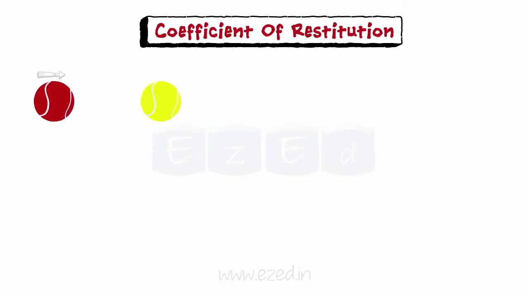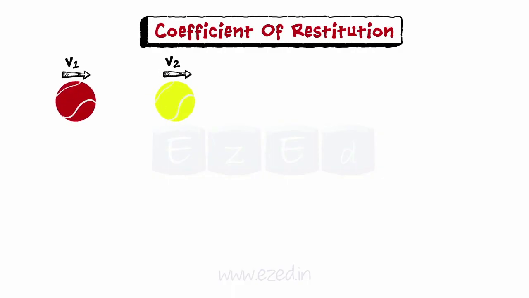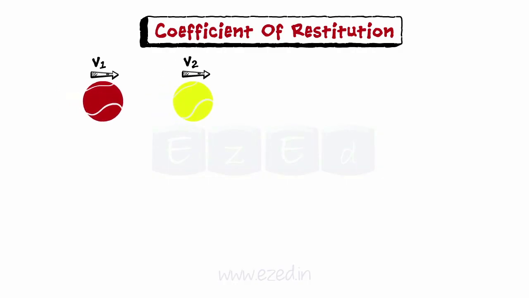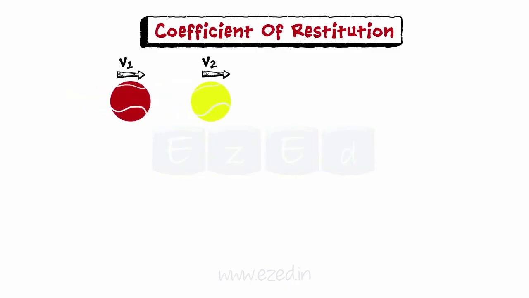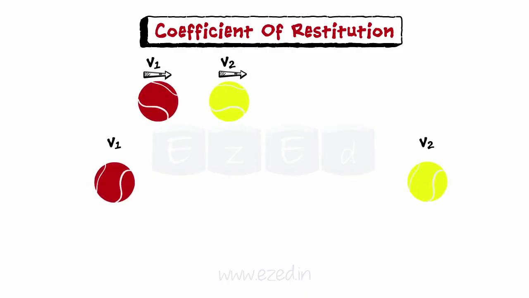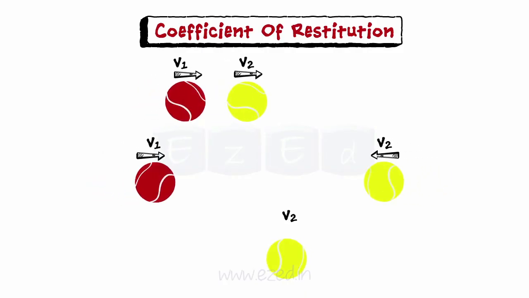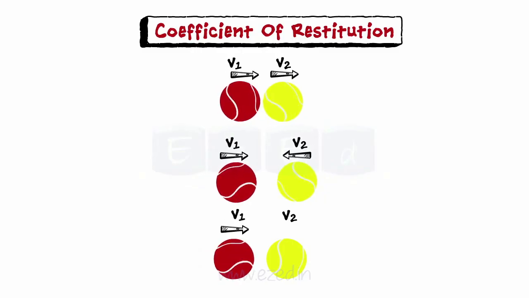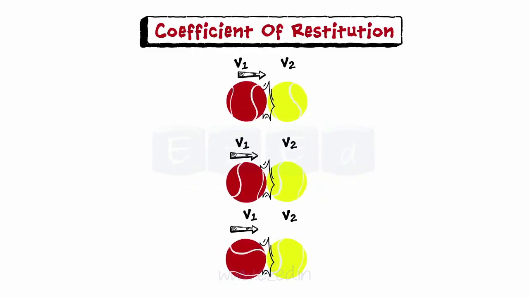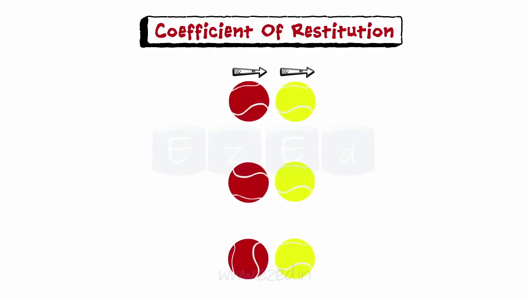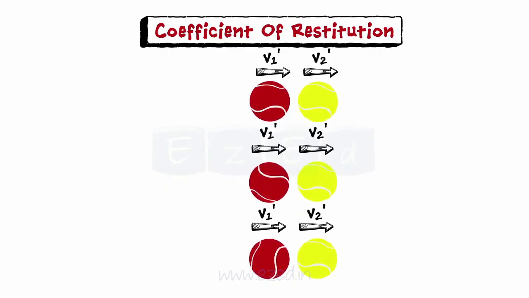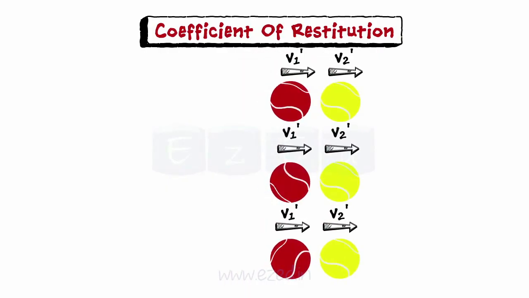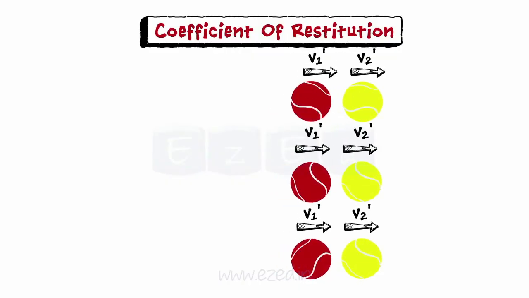Consider two balls, red and yellow, moving with velocities V1 and V2. The red ball is moving faster than the yellow ball. We will consider three cases: both the balls moving in the same direction, both the balls moving in the opposite direction, and the yellow ball kept stationary while the red ball is moving. Since the red ball is moving fast, both the balls will collide soon. On collision, the red ball will exert force on the yellow ball, and so the yellow ball will exert force on the red ball. After the collision, both the balls will move in the same direction, but with different velocities. Since the red ball is moving fast, it will continue its motion in the same direction.